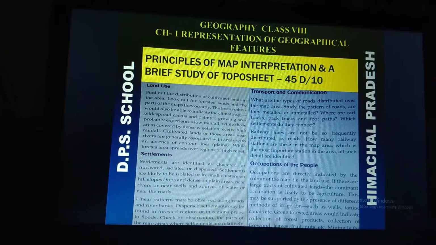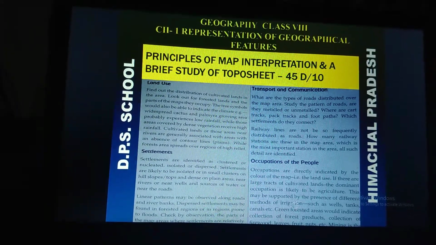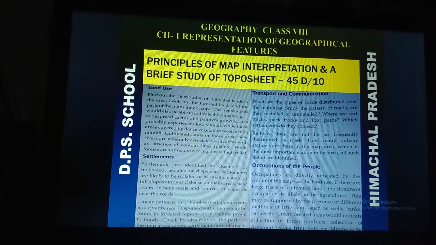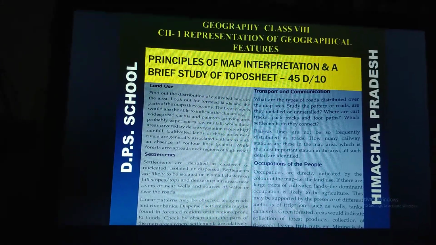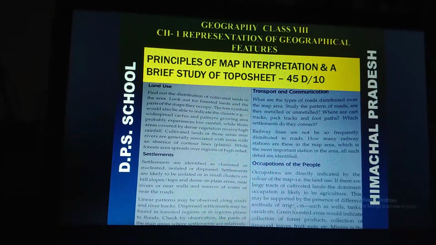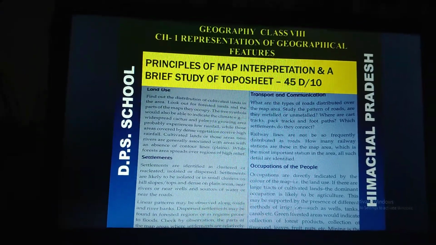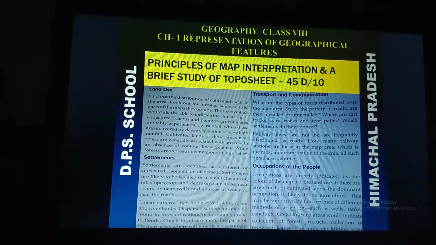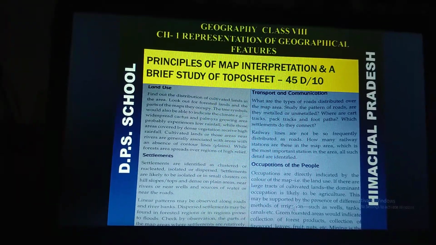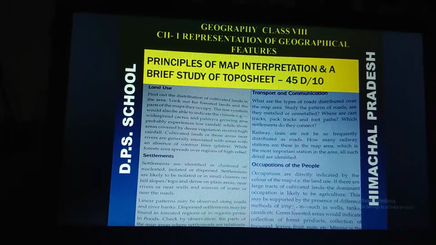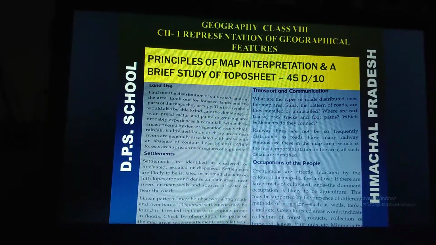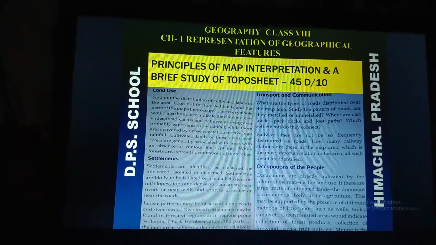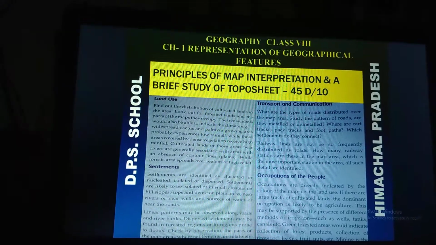For example, railway lines are not so frequently distributed as the roads. How many railway stations are there in the map area? Which is the most important station in the area? All such details are identified. So this is one of the principles of map interpretation, which is transport and communication. Then we see the occupations of the people.